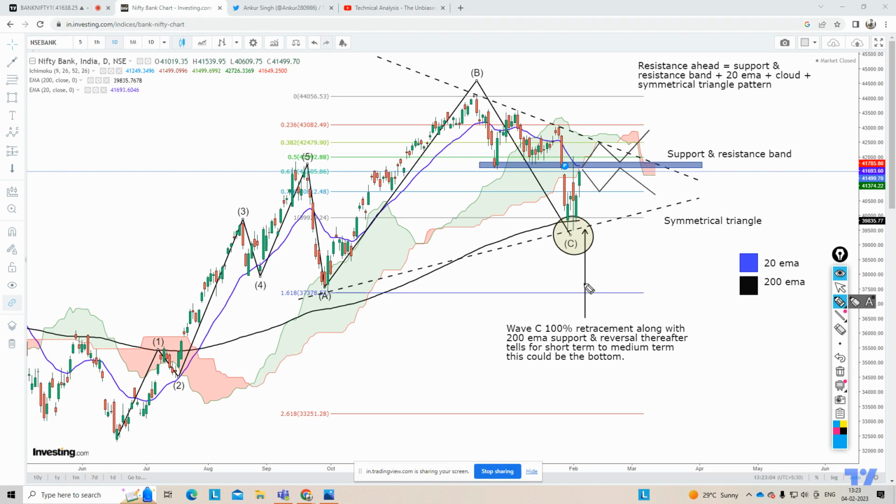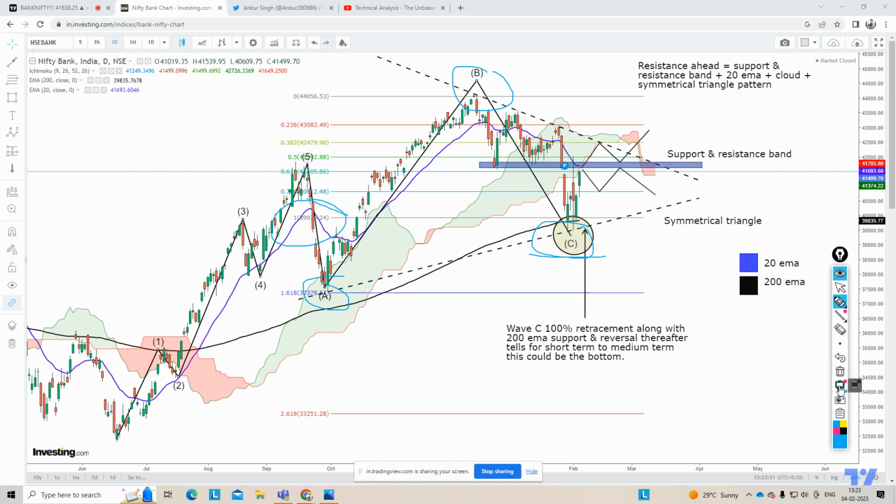So you can see the wave C 100% projection as well as 200 EMA support. The market tried going below the 200 EMA, but continuously it made shadows over there, and with the help of projection A and C and wave B, we can see a symmetrical triangle pattern also. Correct. So this is what has happened in the market so far.